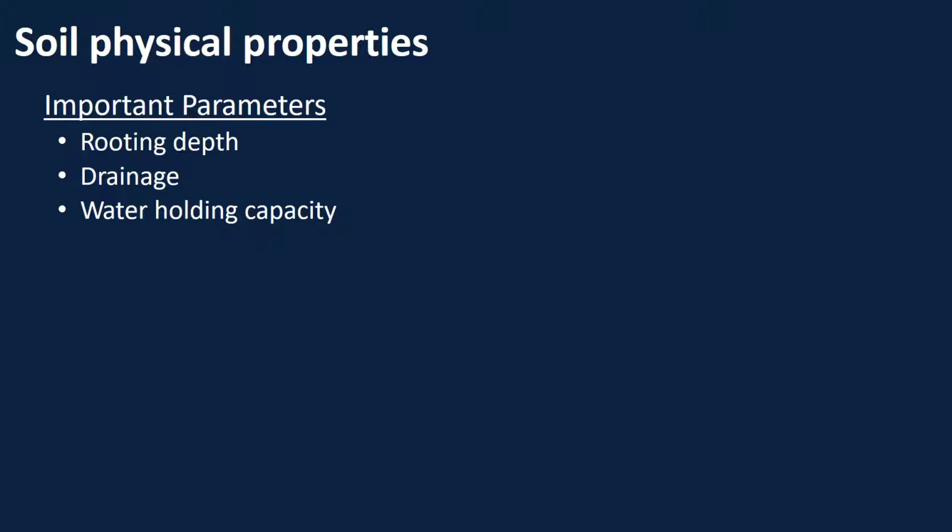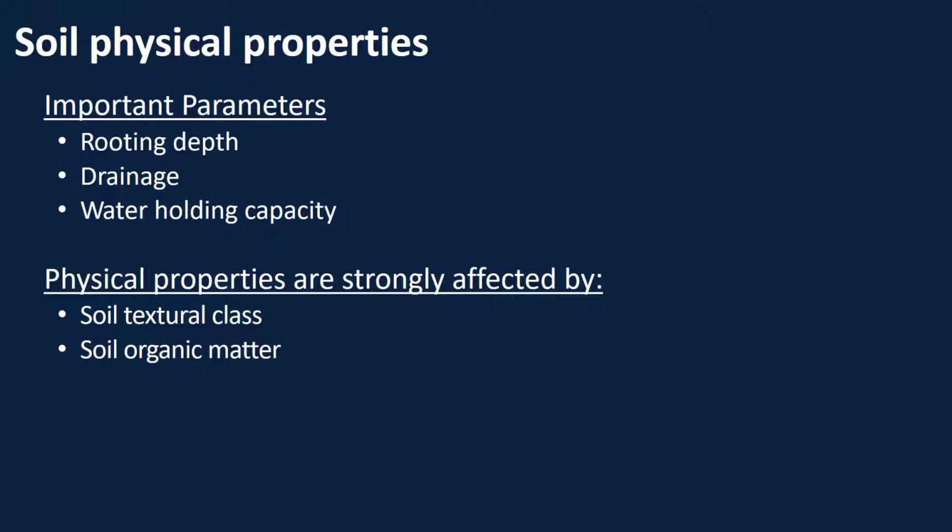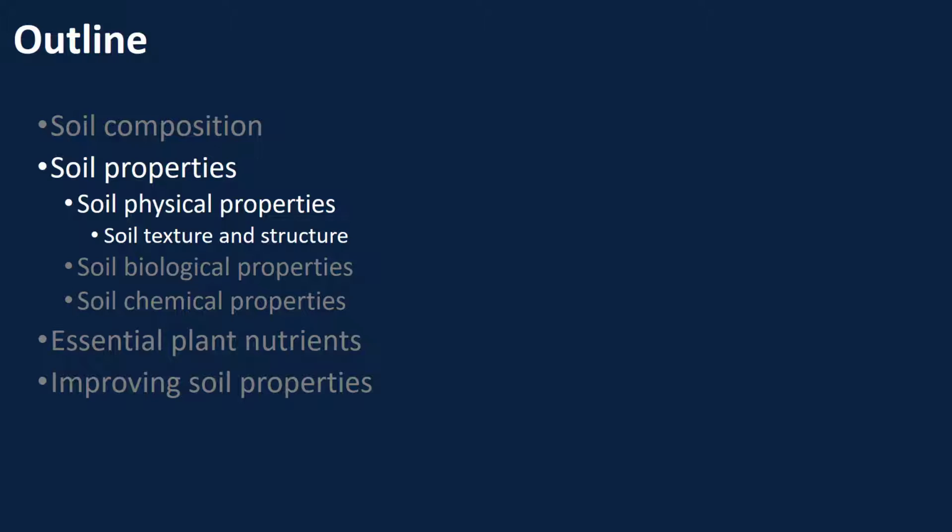And also, we want good drainage, but we also want the soil to be able to hold water. So if we have a long time between precipitation, between irrigation events, that soil can hold enough water and provide what the plants need to be able to grow well. And these physical properties are strongly affected by two different things. The first one is soil texture class that we'll go into a little bit more depth on, and the second is soil organic matter. Is that carbon-based material? So that's a little bit about soil composition.